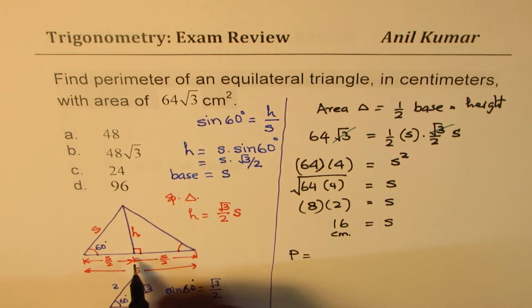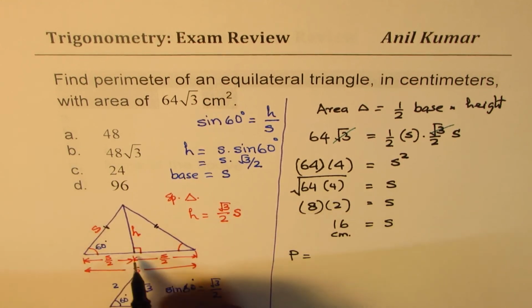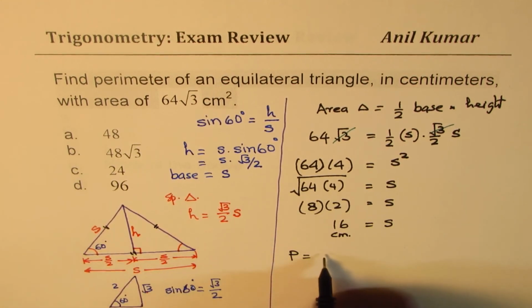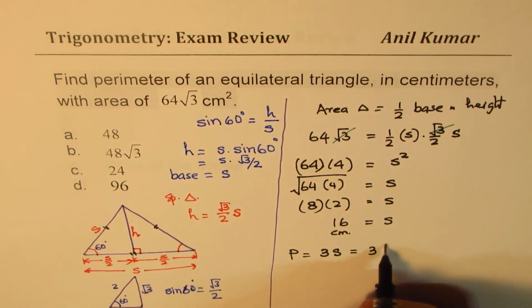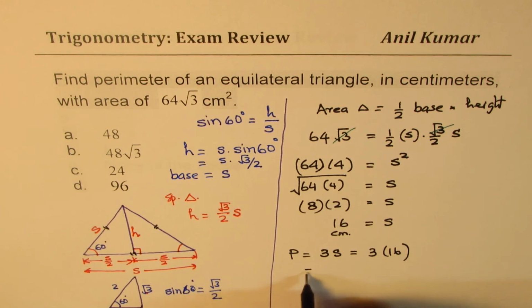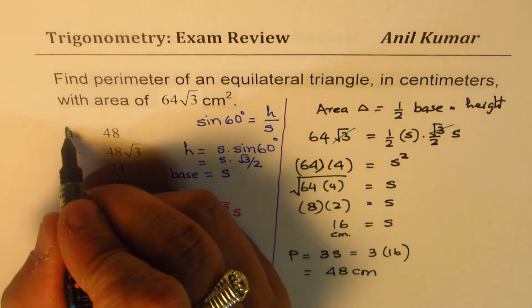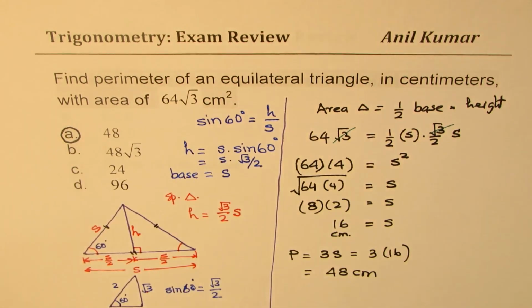Perfect, 16 centimeters. We need to find the perimeter. The perimeter is 3 equal sides, and all these sides are equal. So it is 3 times S, which is 3 times 16, and that gives you 48 centimeters as your answer. So that is the correct option. I hope all the steps are very clear.